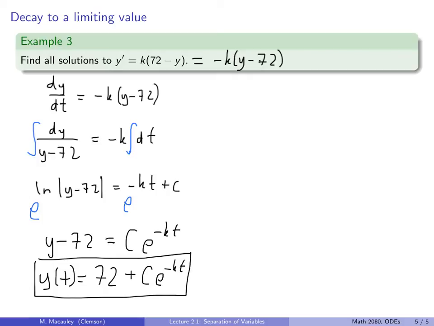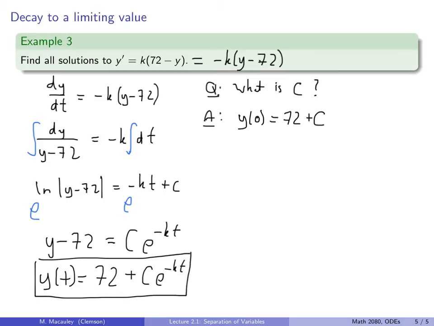And let me ask another question. I did the same thing earlier this lecture, but what is c in this case? It's tempting to say it's the initial temperature, y of 0, but that's not the case. So just plug in 0 and see what happens. Y of 0 equals 72 plus C. So it's not the initial temperature. This is the initial temperature.